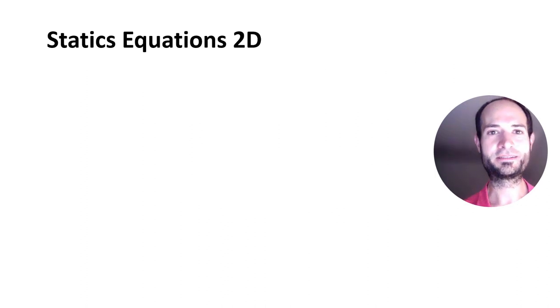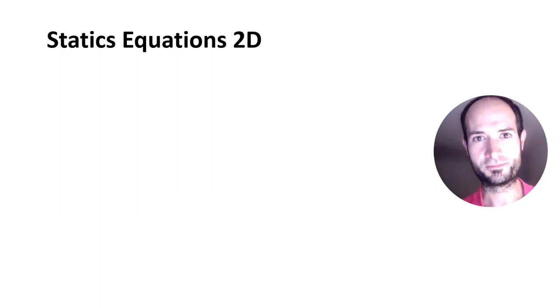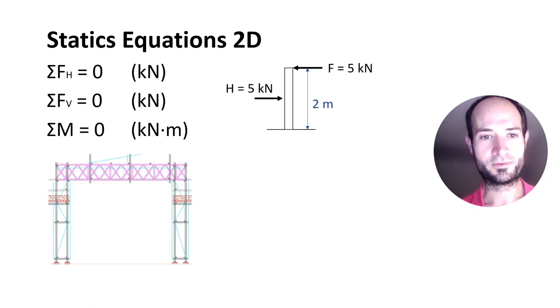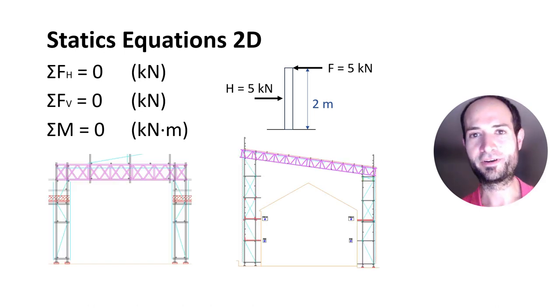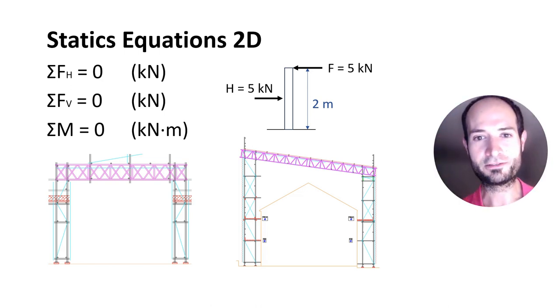We are going to always use the static equations, and in 2D, because we are always going to take a section of the scaffold to solve the structure. So, the addition of horizontal loads equals zero, the addition of vertical loads equals zero, and the summation of all moments on a point of reference equals zero. Okay? The same for a bridge, or the same for a temporary roof. We just cut the scaffold and calculate the loads on that section of a scaffold.